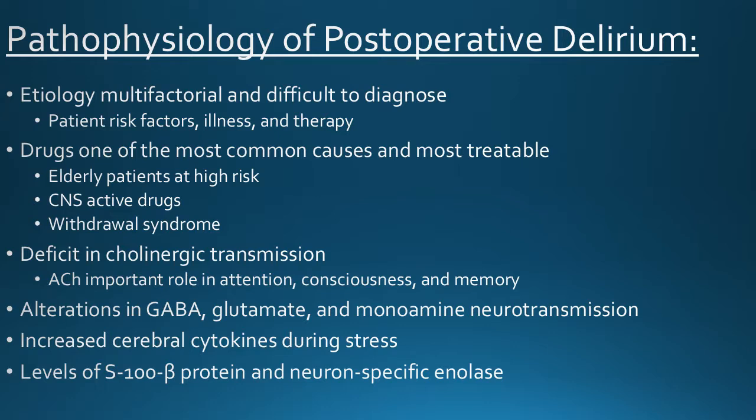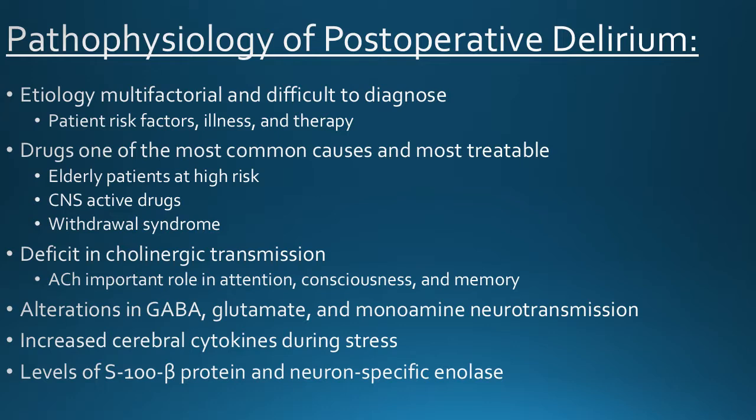The neurochemical basis of delirium is most often explained by a deficit in cholinergic transmission. Acetylcholine plays an important role in attention, consciousness, and memory. This theory is supported by the observations that anticholinergic intoxication produces a delirium that can be reversed by cholinesterase inhibitors and by the tendency of antimuscarinic drugs to induce delirium. However, cholinesterase inhibitors do not typically prevent or treat post-op delirium, so the pathophysiology is clearly more complicated.